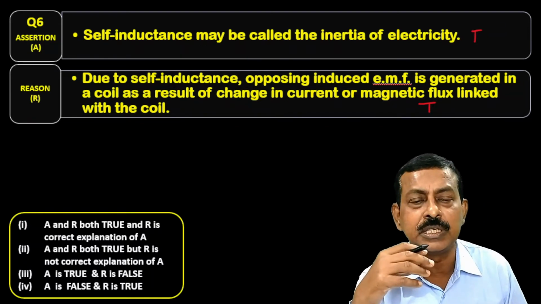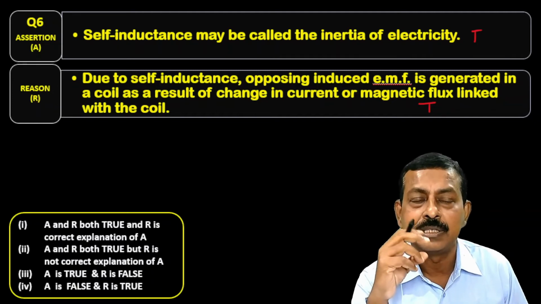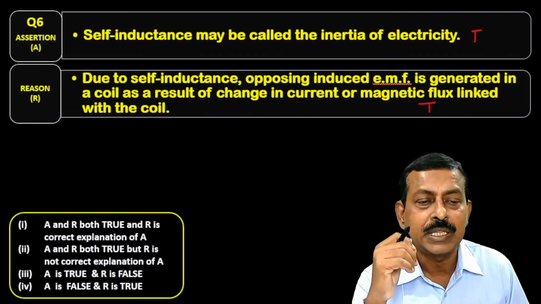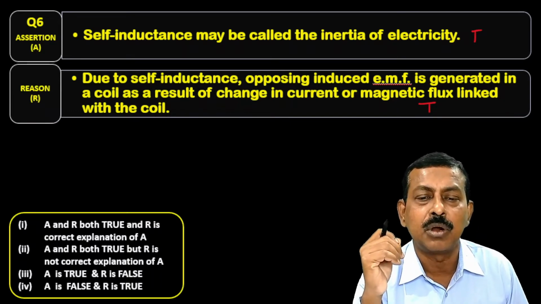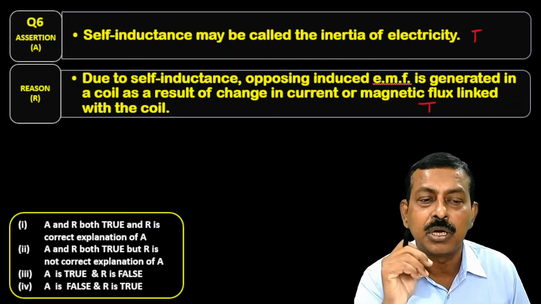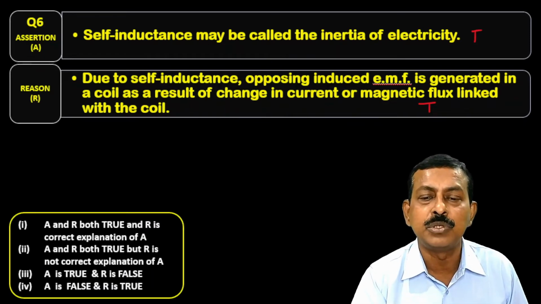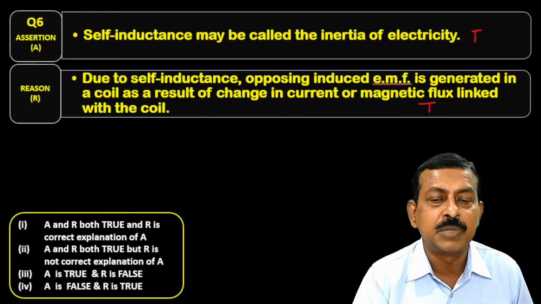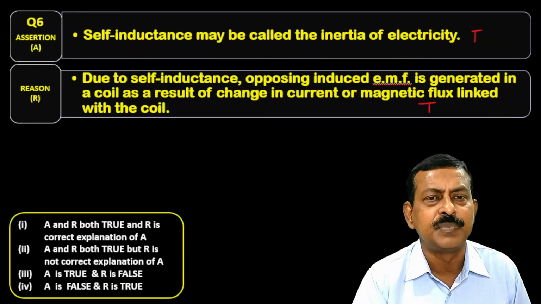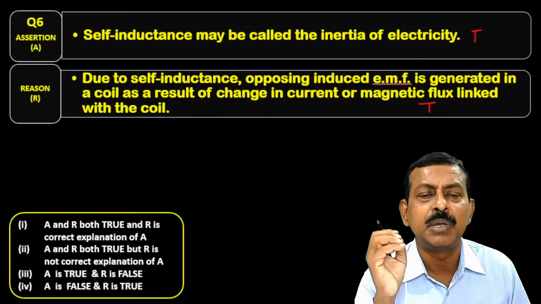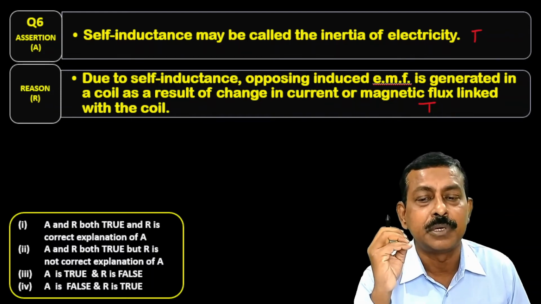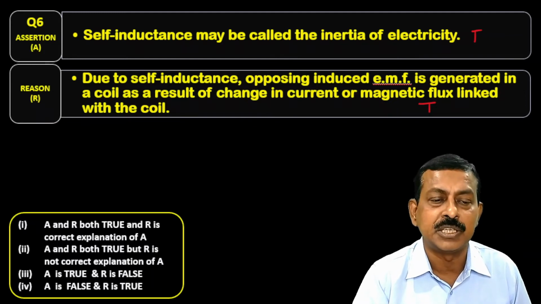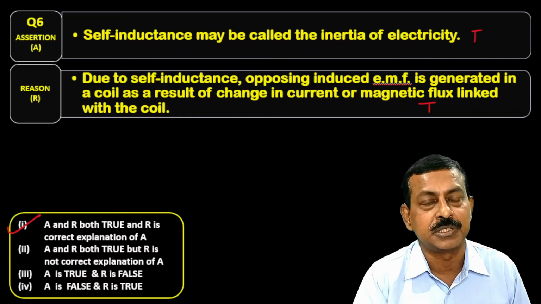And let's now see whether the reason is the correct explanation for the assertion or not. Self-inductance may be called the inertia of electricity, because due to self-inductance, opposing induced e.m.f is generated in a coil as a result of change of the current or magnetic flux linked with the coil. This is explaining why it may be called the inertia of electricity. So it is the correct explanation for the assertion, and the first one is the correct option.